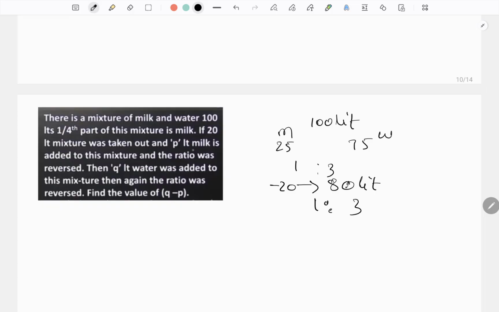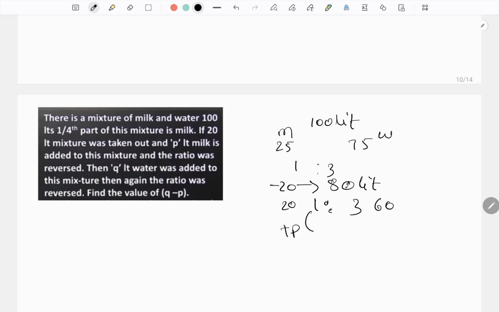Mixture was taken out and p liters of milk was added to the mixture and the ratio was reversed. P liters of milk is added. Now 20 liters removed means, then what will be out of the total? 1:3 ratio, 20 liters removed. So this must be one part, 20 liters and 60 liters.